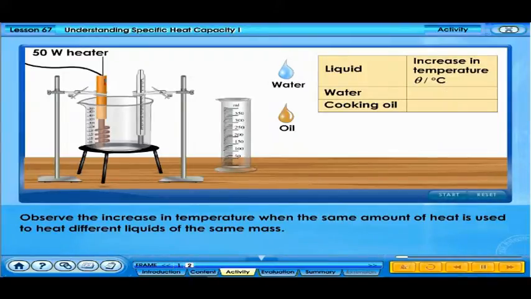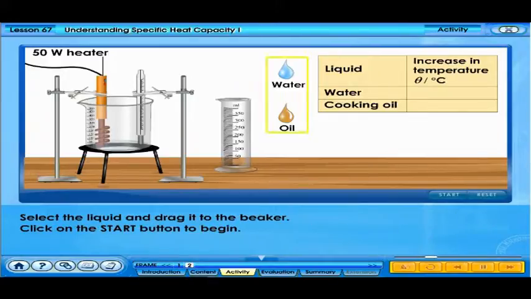Observe the increase in temperature when the same amount of heat is used to heat different liquids of the same mass. Select the liquid and drag it to the beaker. Click on the Start button to begin.